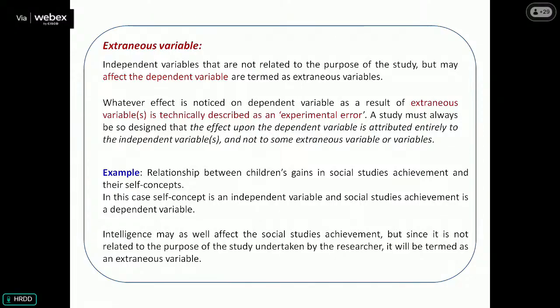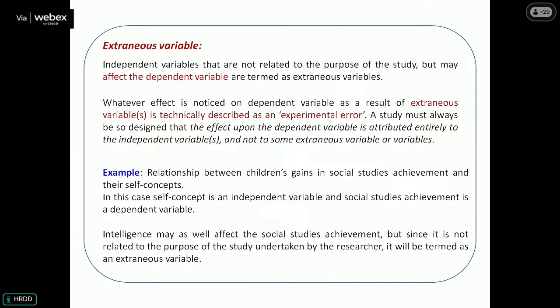Okay, erroneous conclusion. For example, they have told a relationship between children's gains in social studies achievement and their self-concept. In this case, self-concept is an independent variable. I have a concept like this in research methodology classes also, and social studies achievement is a dependent variable. But here there is an extraneous variable.